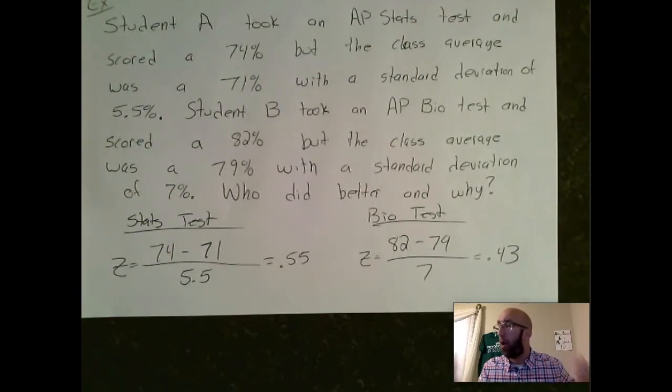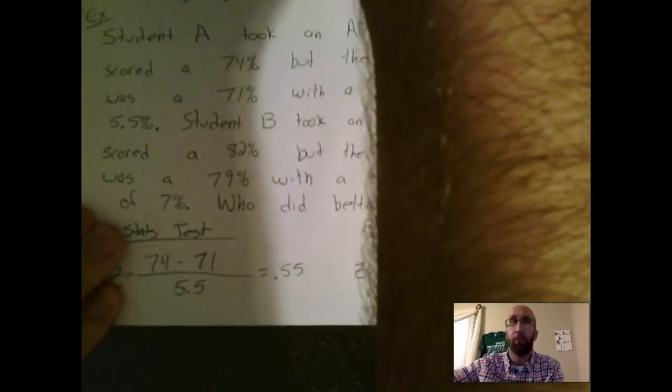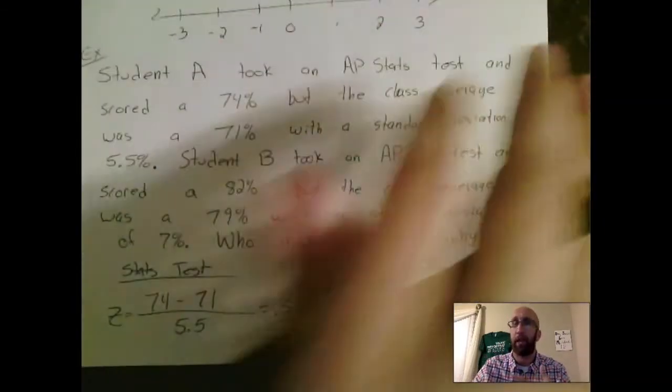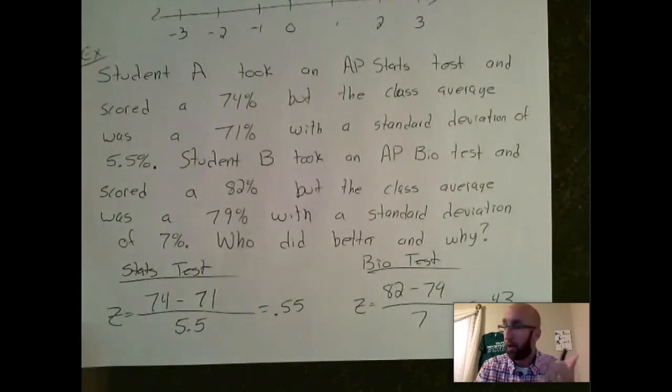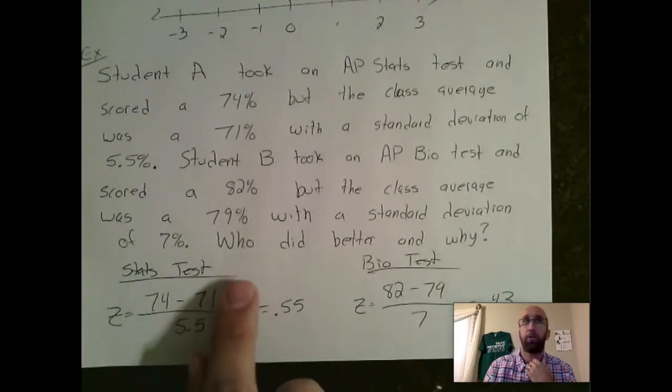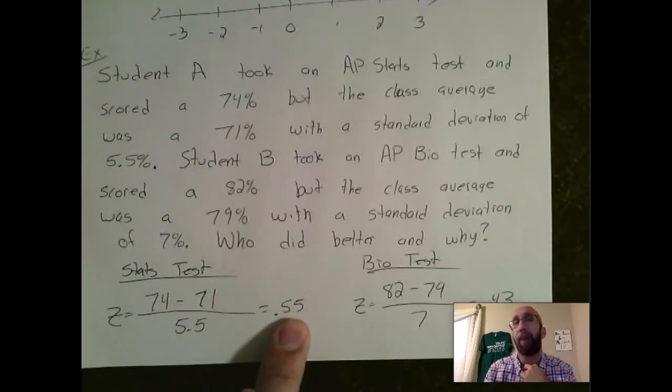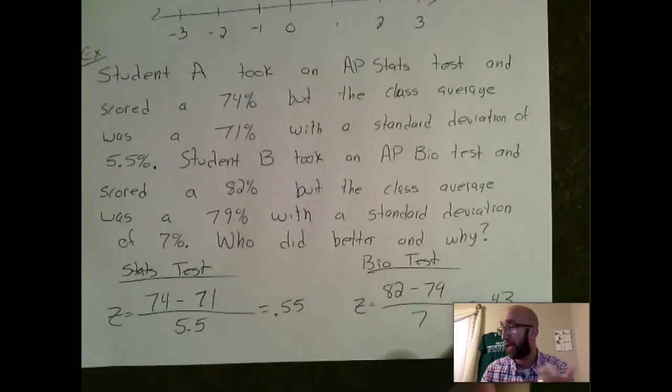So what does this also mean? What does a z-score even mean, okay? So yes, we are calculating, we are putting on the z-score, standardized and all that. What it means in the interpretation of these scores is it's the number of standard deviations above the mean that you are. So student A is 0.55 standard deviations above the mean. Meanwhile, the bio test, student B is 0.43 standard deviations above the mean.